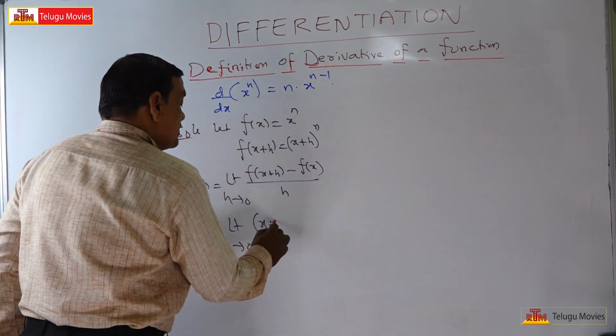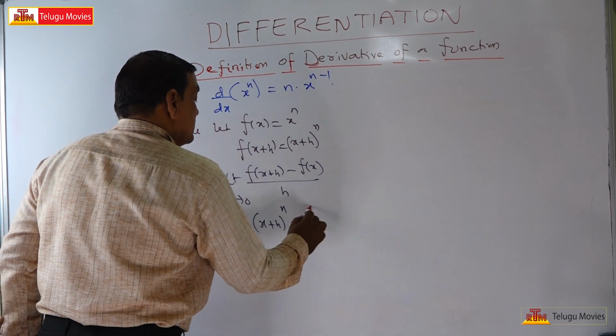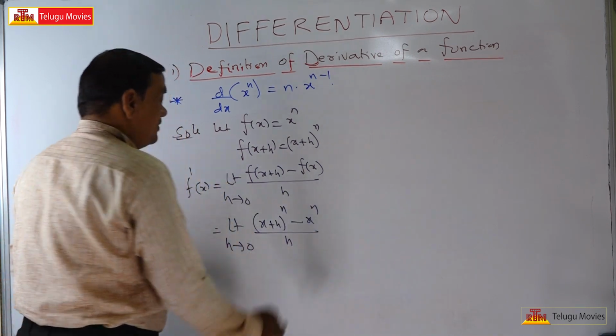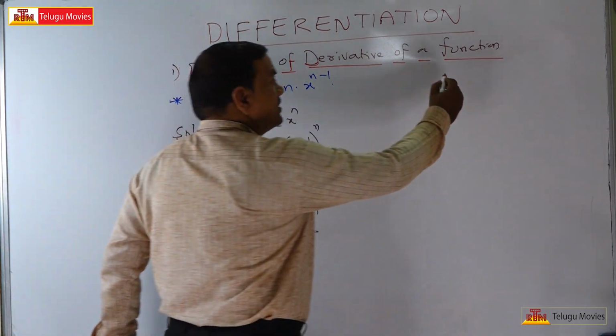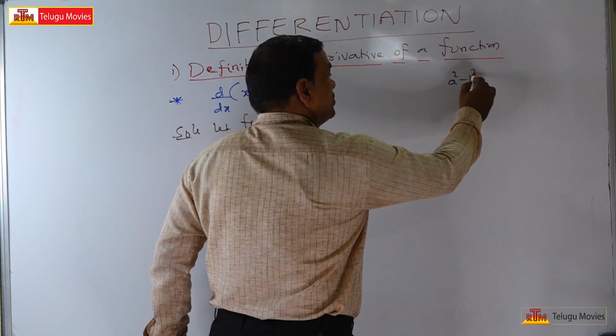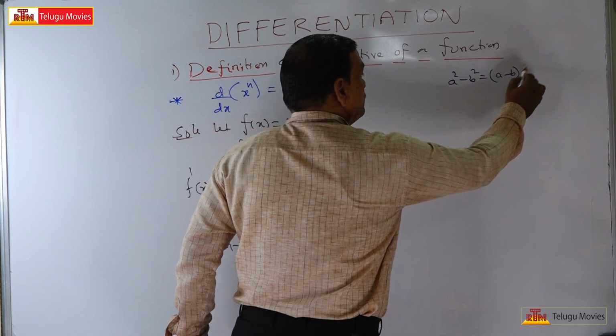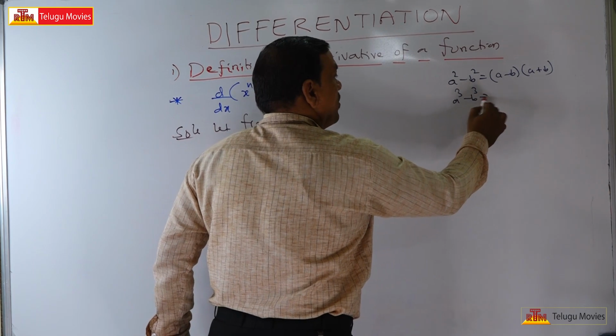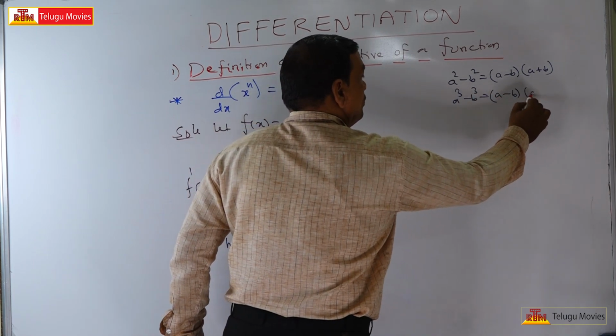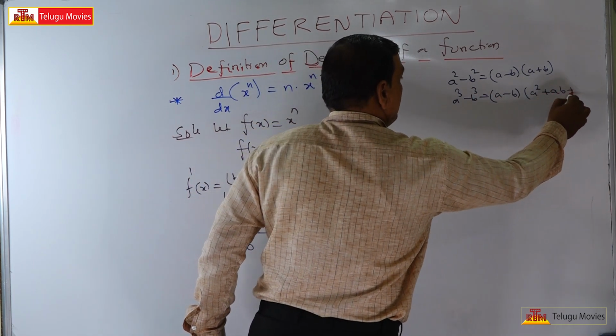This is nothing but (x plus h) to the power n minus x to the power n, divided by h. Now we have to find that value. We know the formula. First tell me, what is the a square minus b square formula? A minus b into a plus b. What is the a cube minus b cube formula? A minus b into a square plus ab plus b square.